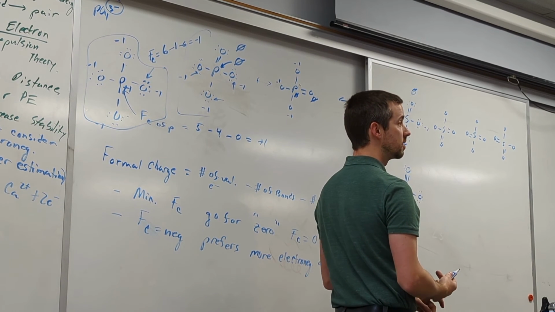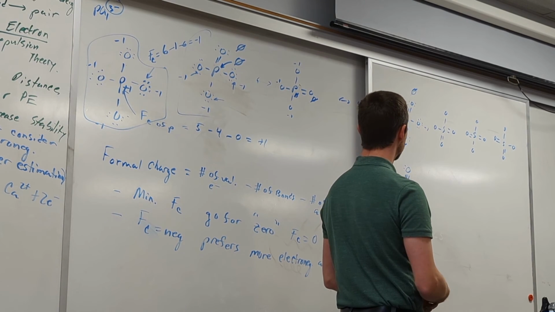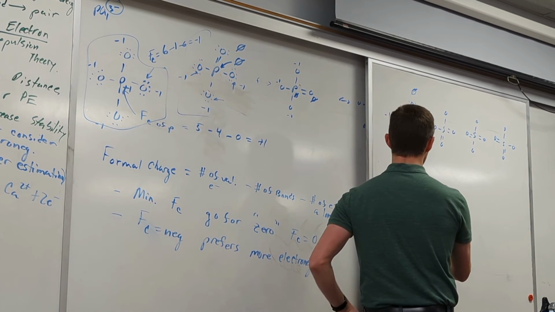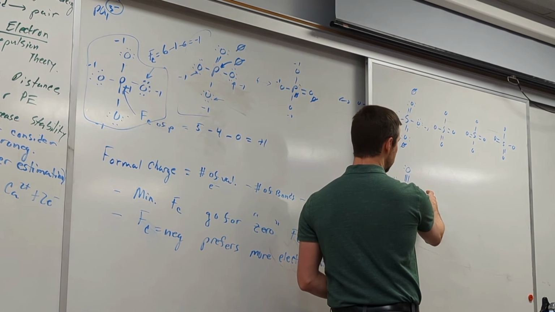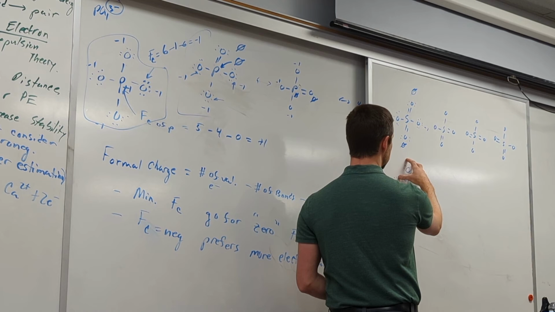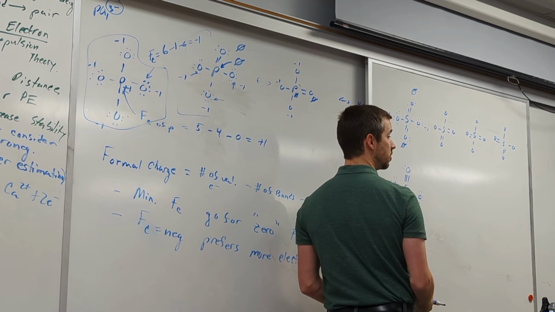So oxygen has 6, sulfur has 6. 6 times 5, 30. Okay, we need 30 valence electrons. 8, 8, and 8 makes 24, plus 8, 33. Okay, so something would have to change.